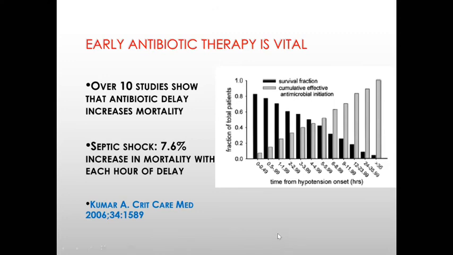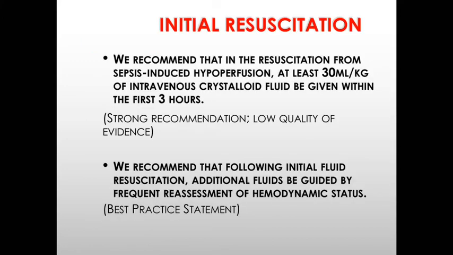So if you look at the survival rate, if you got an appropriate antibiotic within 1 hour, survival was over 80%. And if you look down here at more than 12 hours, the survival rate is down about 25%. So there's a huge difference. So it actually translates to an increase in death rate of about 7.6% for every hour that an antibiotic is not given. So one cannot stress how important it is to give antibiotics early.